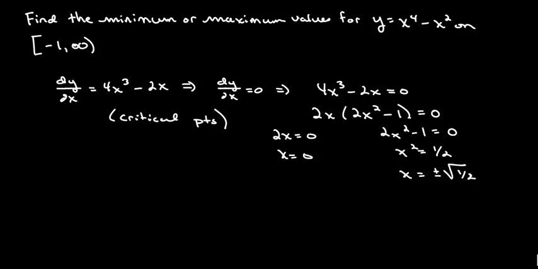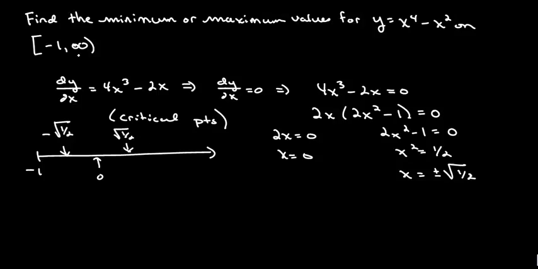So now I'm looking from -1 to infinity. The question is, which of these fall from -1 to infinity? Well, the square root of 1/2 is about 0.707 or 0.71, so that's going to fall on this interval. If I take a look at the interval, here's -1. Right here is negative square root of 1/2. Right here is 0. And right here is positive square root of 1/2. Those are all the possibilities for our critical values.